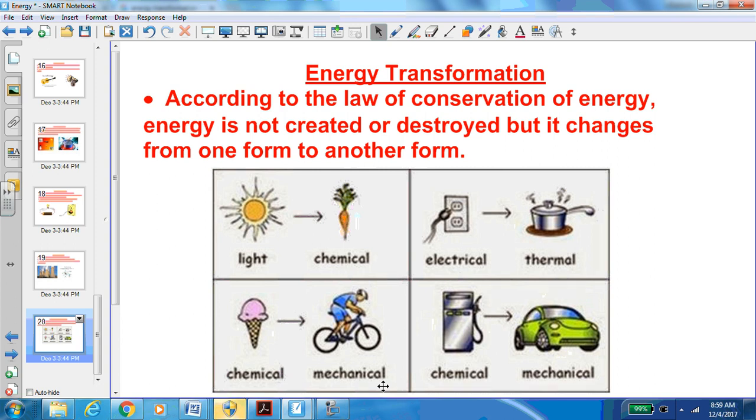This concludes our video lesson on forms of energy. Please make sure that you have recorded notes for all of the different forms of energy in this video, as well as energy transformation.